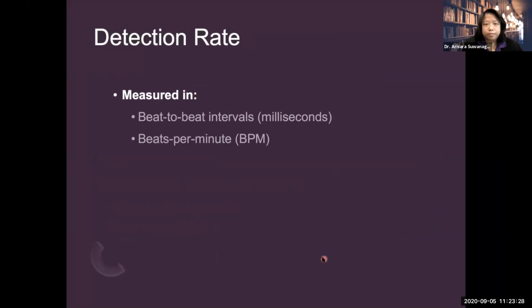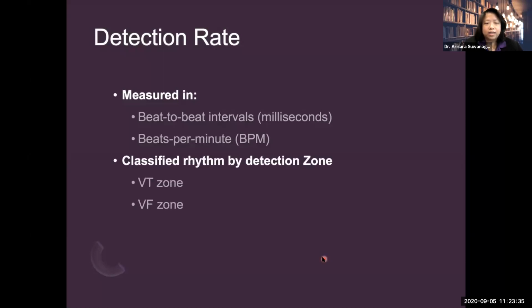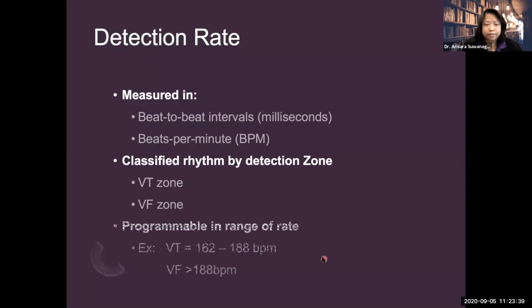These will be measured from beat to beat. We call it interval in milliseconds, or beats per minute. And then we classify into zones, which we call VT zones or VF zones, and we program the detection rate. Let's say the VT zone begins at 162 beats per minute until 188. But if it's more than 188, we call it VF. So we define it ourselves, and we classify it into zones.